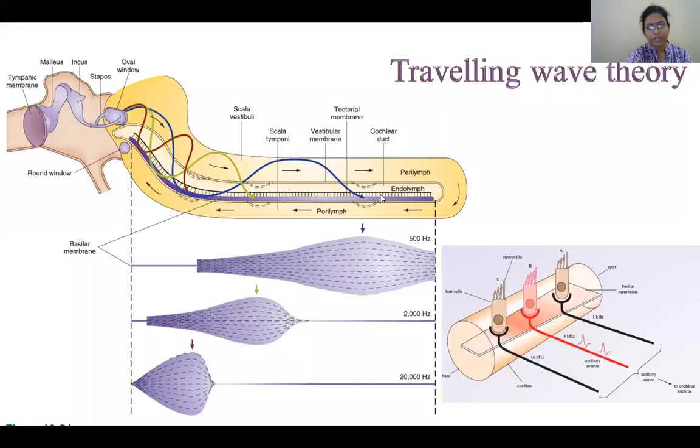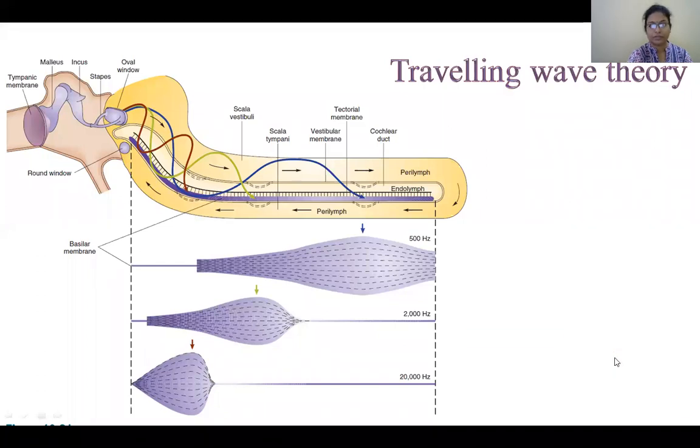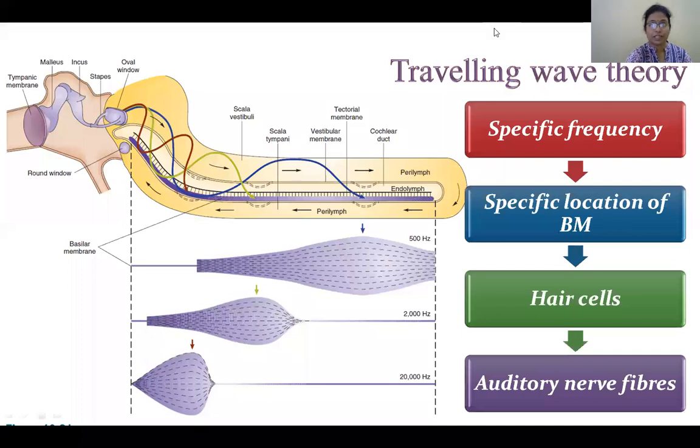So depending on which section of the basilar membrane is set into vibration, similarly, that area of the hair cells undergoes excitation and sends impulses across the nerve fibers. So we can say that a specific frequency sets into vibration a specific location of the basilar membrane. Accordingly, that set of hair cells is excited, which sends information to the auditory nerve fibers. So this is the traveling wave theory.